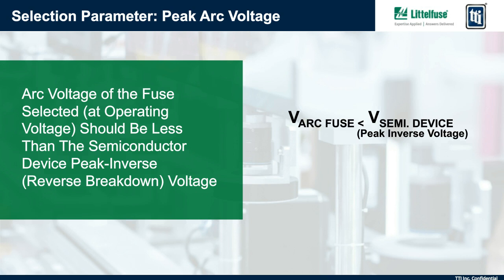Peak arc voltage. So the arc voltage of the fuse selected, again, similar to the clearing I²T, we want to consider this at the operating voltage, not at rated voltage. It should be less than the semiconductor device's peak inverse or reverse breakdown voltage. So it's again using the peak arc voltage curve to estimate what that would be at your system operating voltage, and then ensuring it's less than the semiconductor device's reverse breakdown voltage. Not doing so, you would risk insulation breakdown or a punch through of the semiconductor materials inside the device.